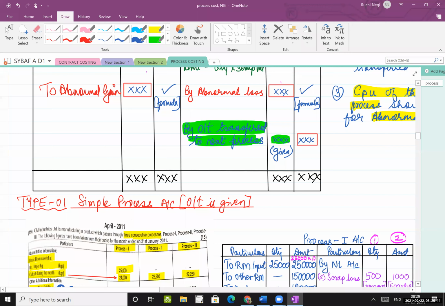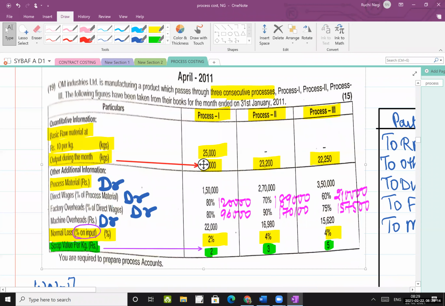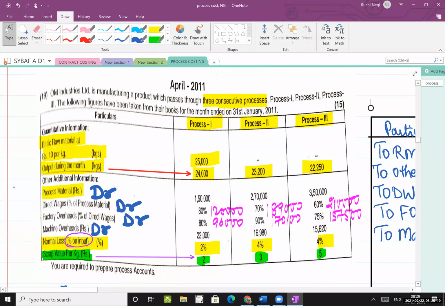So here are question. Okay, so process costing में हमने क्या देखा था, टोटल कॉस्ट हम सारे एक्सपेंसेस को डेबिट करेंगे, debit all the expenses. So yeah, question number 19. Home Industries is manufacturing a product which is passing through 3 consecutive process, मतलब process 1, process 2, process 3. Okay. Next, quantitative information. Basic raw material 10 rupees per kg.